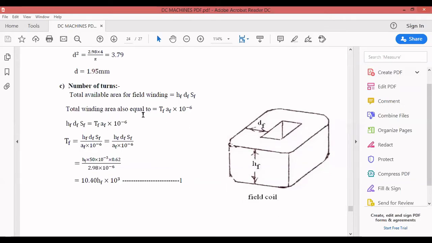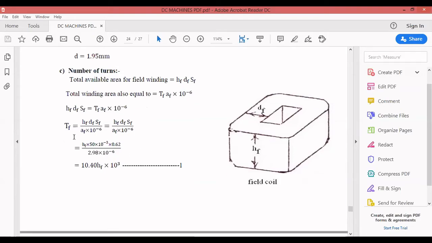Now I can write the total winding area also equal to TF into AF into 10 power minus 6. The total winding area is also given in the form HF DF into SF. So substitute these two equations: HF DF into SF equal to TF into AF into 10 power minus 6. From this you can always find out TF. TF is equal to HF DF SF divided by AF into 10 power minus 6.